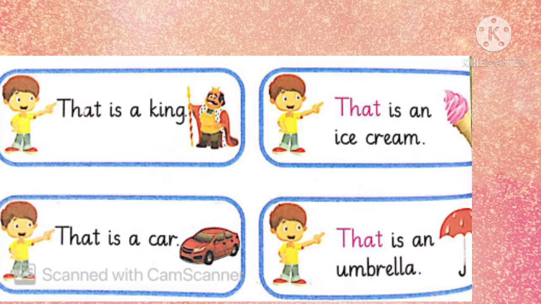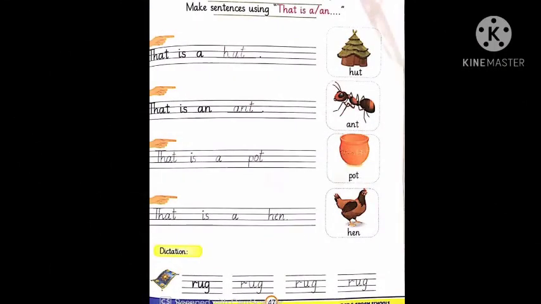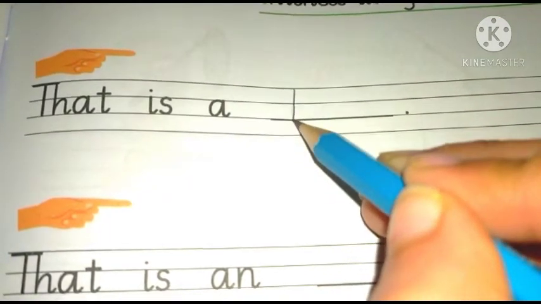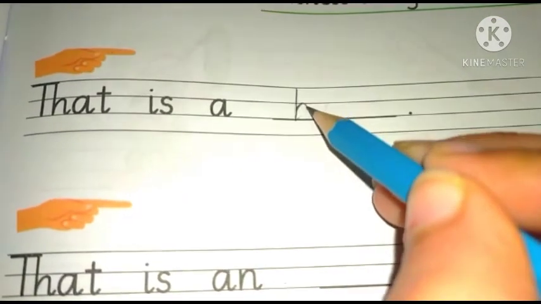So students, it was your reading task. Now we will do the written task. Page number 47. We are going to use that is a or an to make sentences. So we will make sentences by using that is a or an. Look at the first picture. Here is a hut. Let's make a sentence with that.